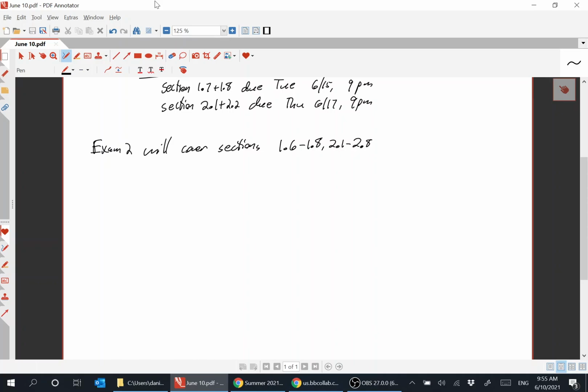So with 31, we've got solve for x. Absolute value of 2x plus 1 bigger than or equal to 3.